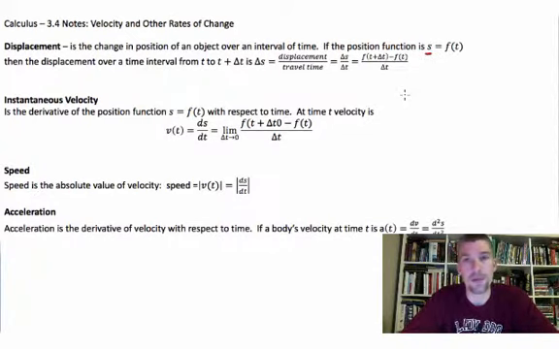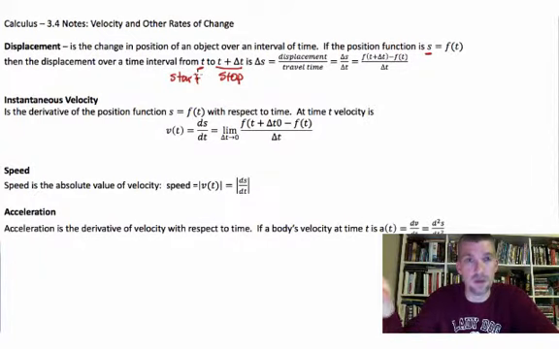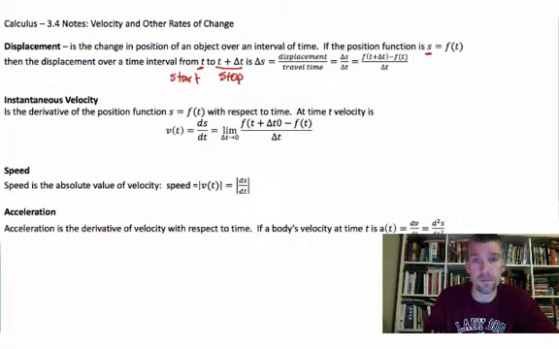Then the displacement over some time interval from t to t plus delta t. Now remember, this just represents a stopping point, so this is where I would stop, t plus delta t. This is where I would start. So gosh, all of a sudden all this looks familiar. It's going to be our change in position. So displacement is the function where you stop minus the function where you start, over the entire travel time.